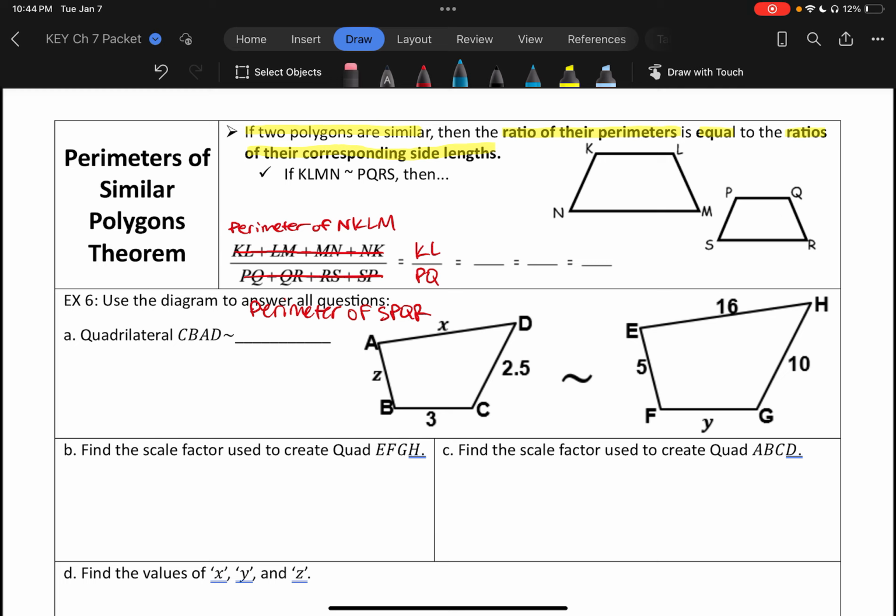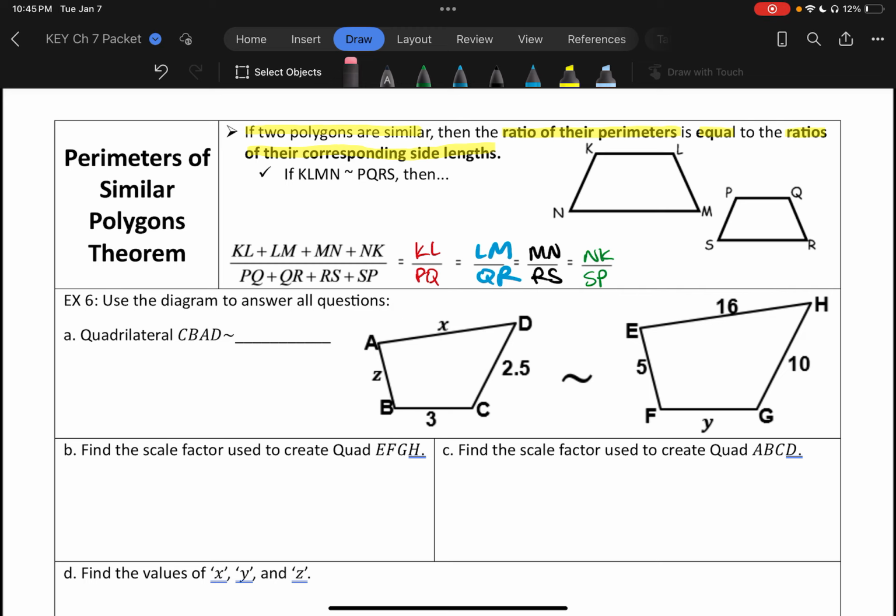So this would be KL over PQ equal to LM over QR, which equals MN over RS, which equals NK over SB. Right? If it's similar, then all those corresponding sides have to be proportional, meaning that all of the ratios have to be equal. So we're going to see how this works and the connection behind it. Okay, I'm going to erase this really quickly so that it doesn't get confusing later.